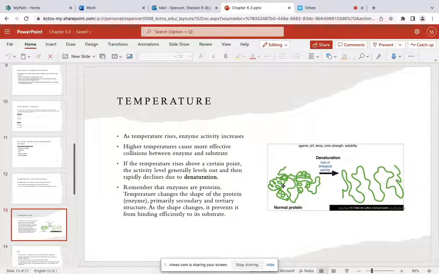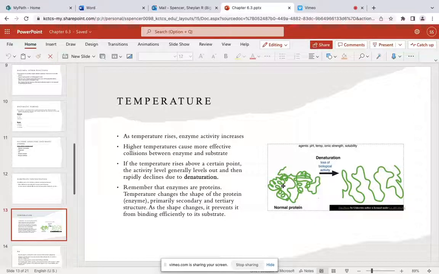So I have here, if the temperature rises above a certain point, the activity level generally levels out and then rapidly declines due to denaturation. What is that? It's a loss of biological activity. Remember that enzymes are proteins. Temperature changes the shape of the protein, primarily secondary. What shape did we say? Do you guys remember? It's alpha helices and beta pleated sheets, and tertiary is three-dimensional. Good. As the shape changes, it prevents the enzyme from binding efficiently to its substrate.